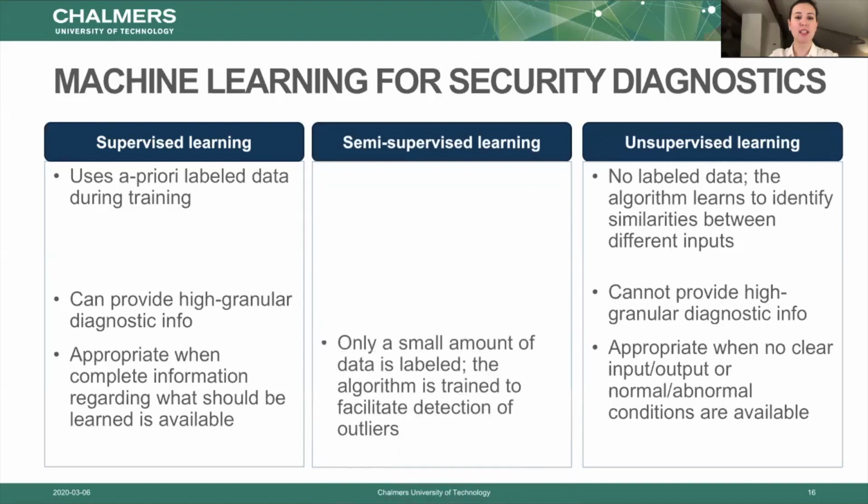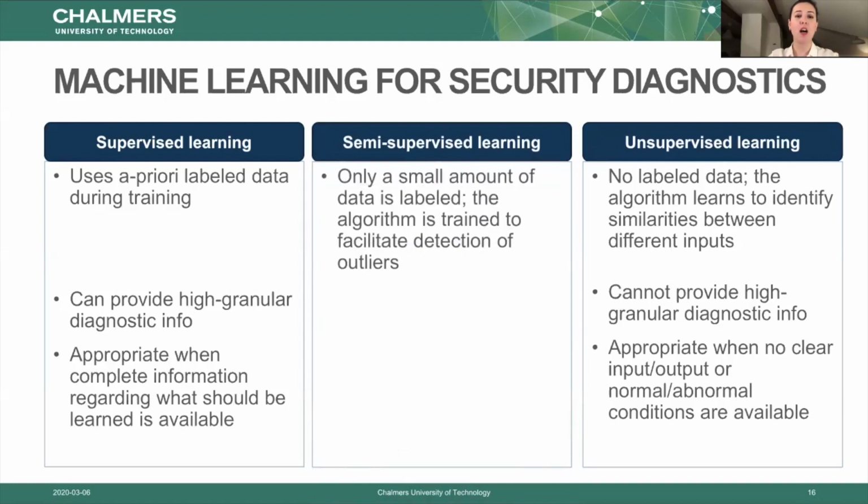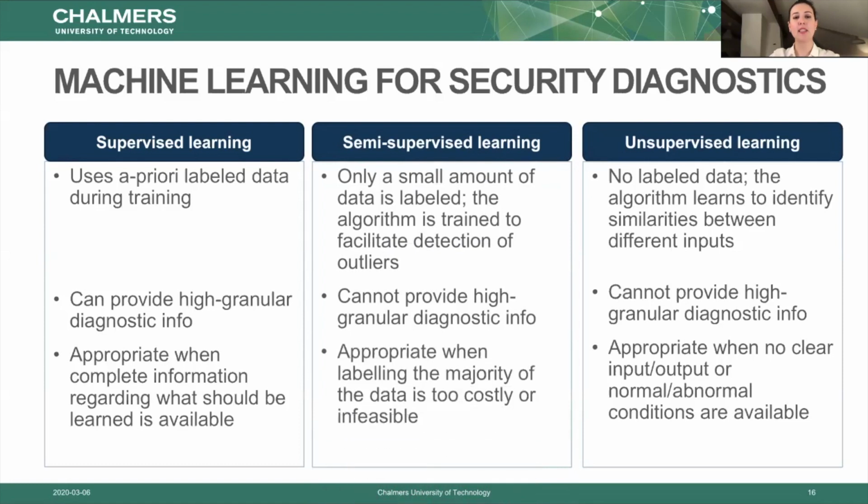And in semi-supervised learning, which is their hybrid, a small amount of data is labeled, and this helps the algorithm to facilitate detection of outliers. Also, it cannot provide high granular diagnostic information. And this approach is mostly appropriate when we cannot afford to label the majority of the data, or we simply cannot do it. And this is very appropriate for security scenarios where it's not very likely that we will have a complete representative data set with labels for all the possible attack scenarios that can occur.